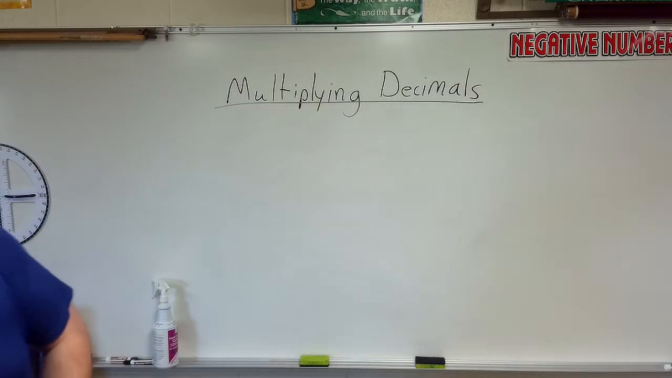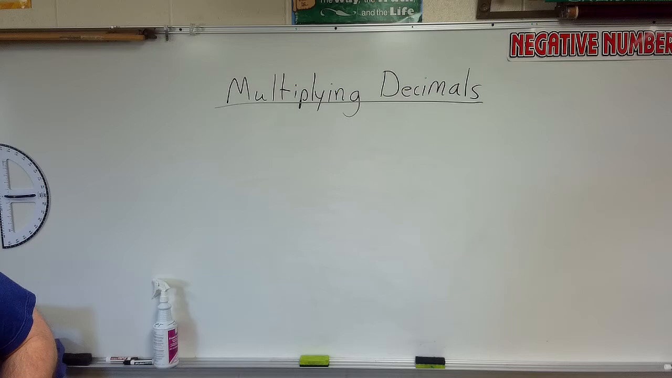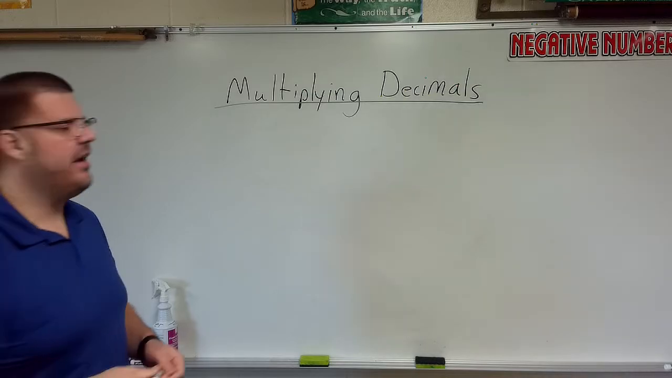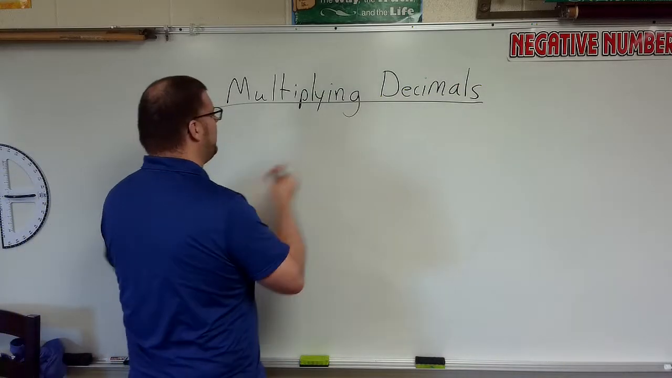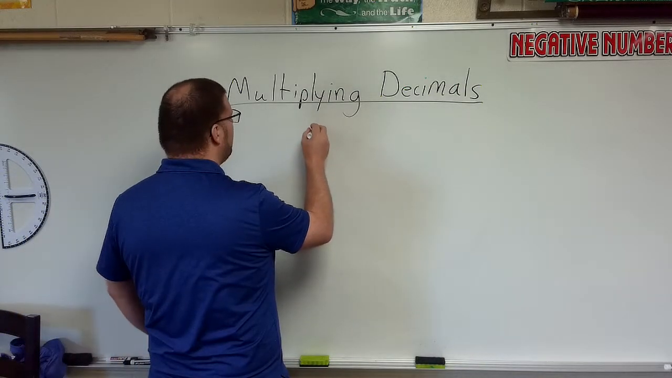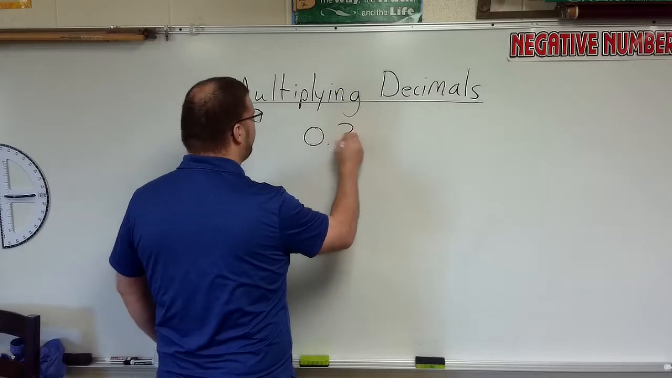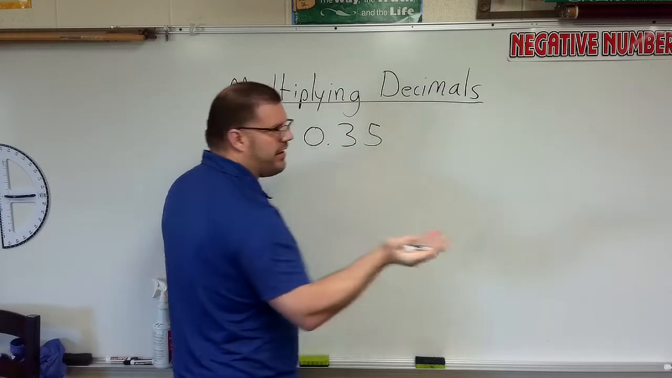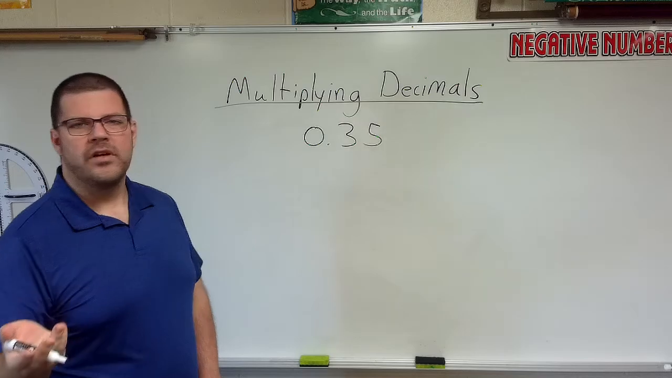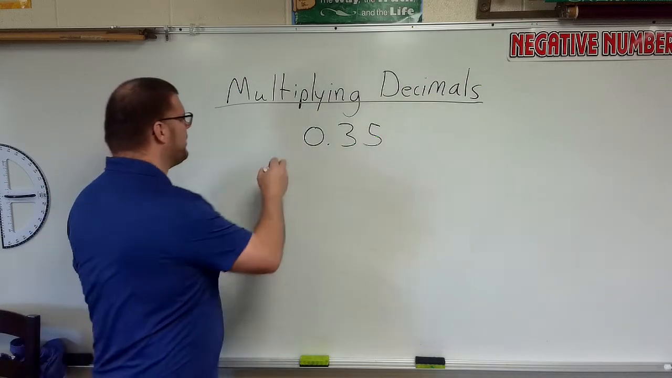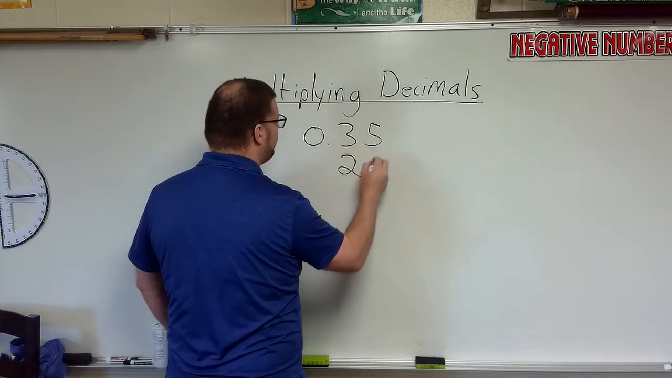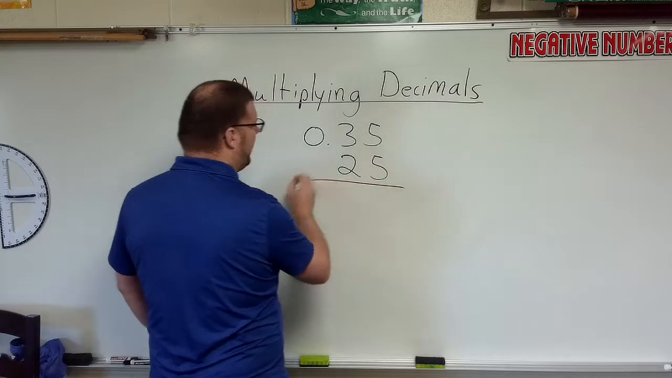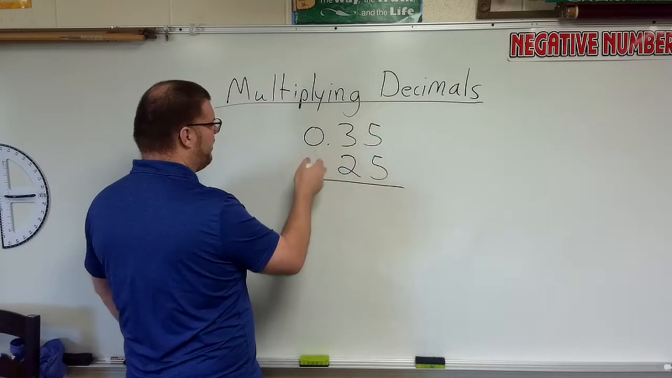Problem number 2. Spiral notebooks are on sale for 35 cents each. How much will 25 spiral notebooks cost? All right, so 0.35, each one costs 35 cents, and they're ordering 25 notebooks. Make sure to line them up, your ones and ones, tens, tens, right?